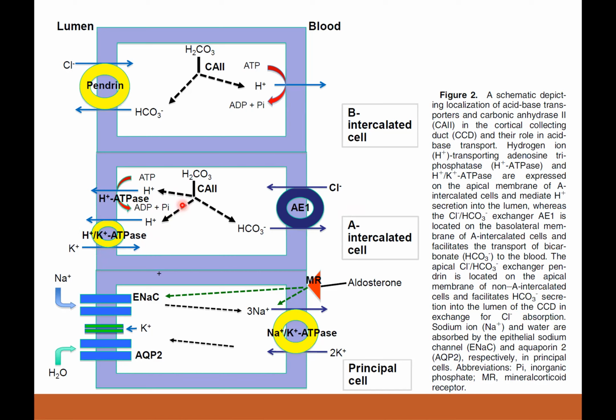And what are the things that can go wrong? Either this one, or this one, or this one, or the CA2. So in the alpha intercalated cell, there are 4 possibilities of a derangement. CA2 may be malfunctioning, or AE1 may not be exchanging chloride and bicarbonate, or the H-K ATPase is not pushing the hydrogen into the lumen and bringing potassium into the cell, or the H-ATPase, which is an energy dependent channel, is not opening. One of the 4 mechanisms can occur.